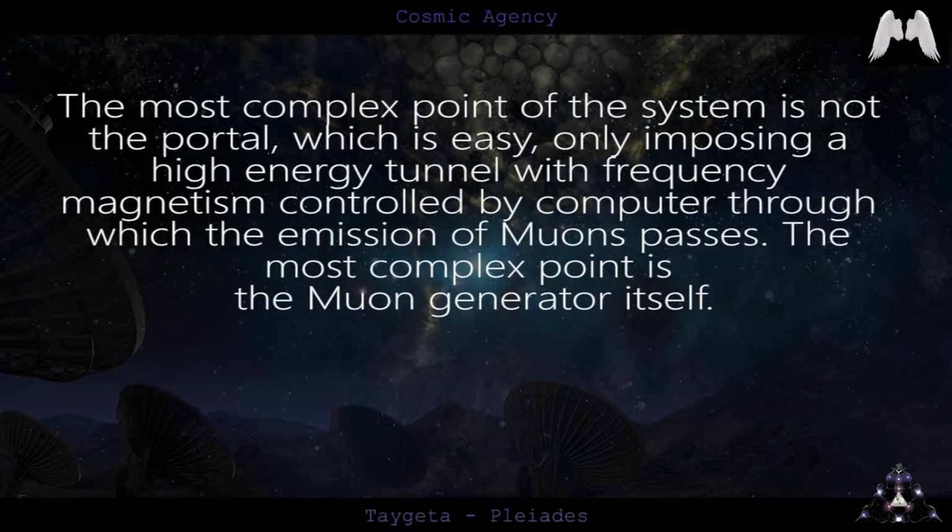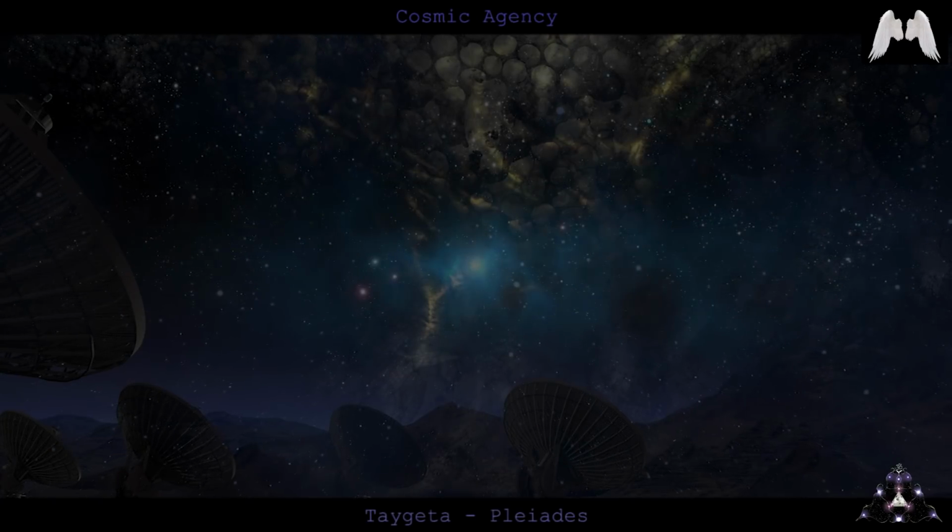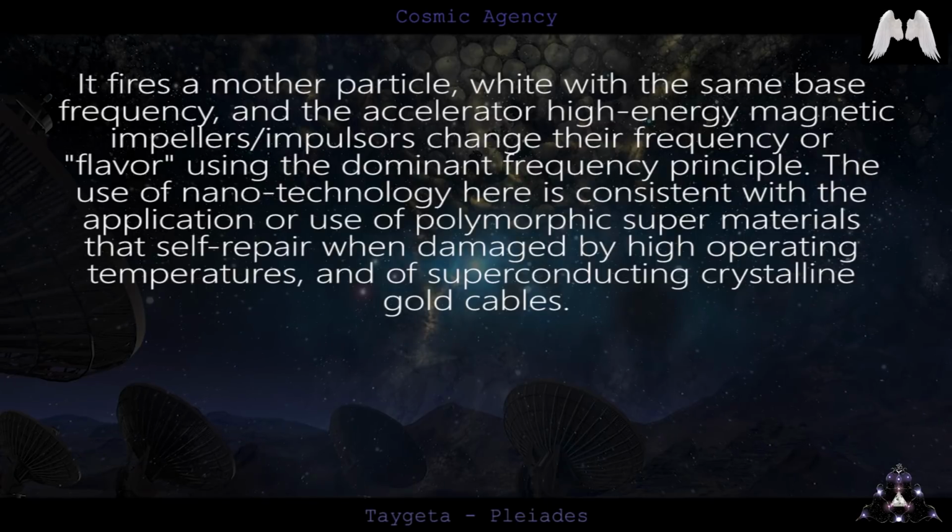The most complex point of the system is not the portal, which is easy, only imposing a high energy tunnel with frequency magnetism controlled by computer through which the emission of muon passes. The most complex point is the muon generator itself. It fires a mother particle, with the same base frequency, and the accelerator, high-energy magnetic impellers, change their frequency or flavor using the dominant frequency principle.